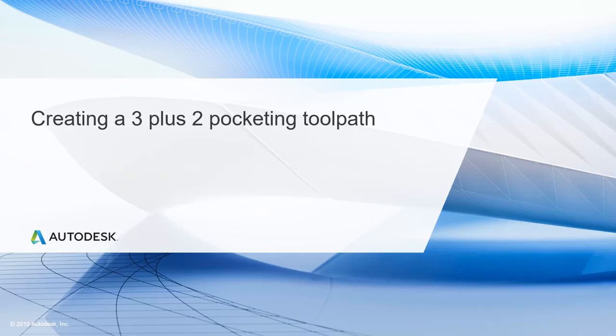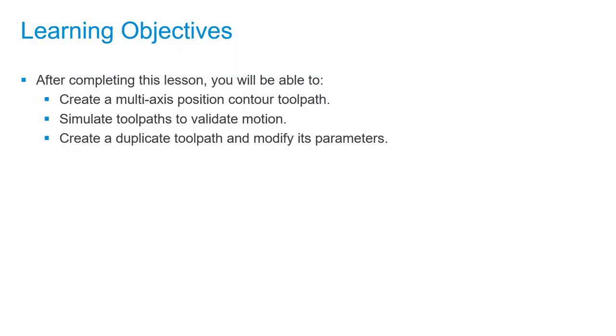In this lesson, we'll be creating a 3 plus 2 pocketing toolpath. After completing this lesson, you'll be able to create a multi-axis position contour toolpath, simulate toolpaths to validate motion, and create a duplicate toolpath and modify its parameters.